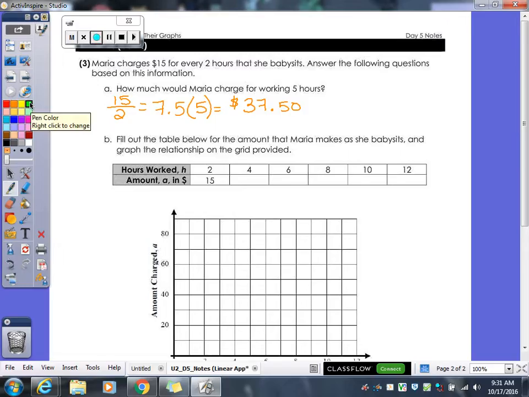Another way you could have done this is you could have set up a proportion of 15 over 2 equals x over 5, where you've got hours on the bottom, dollars on the top, and then you cross multiply. You would get the same exact answer.